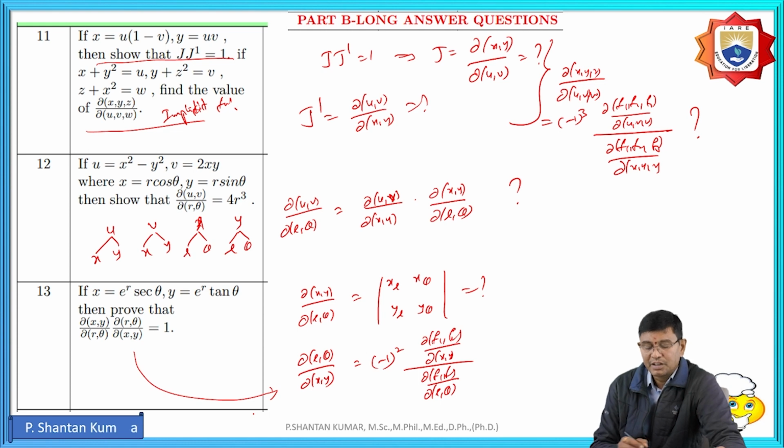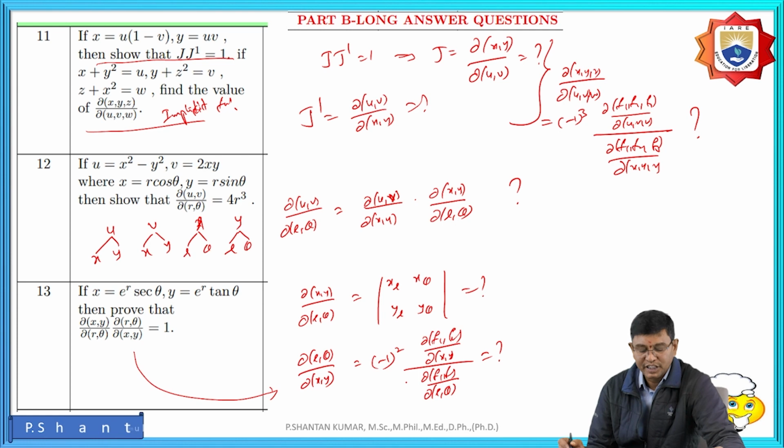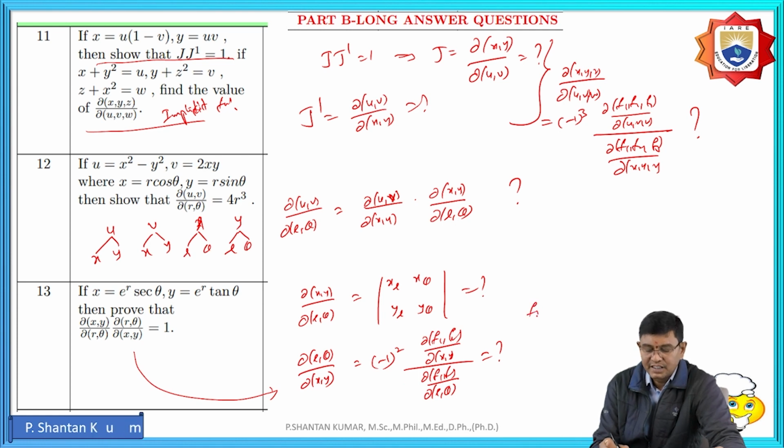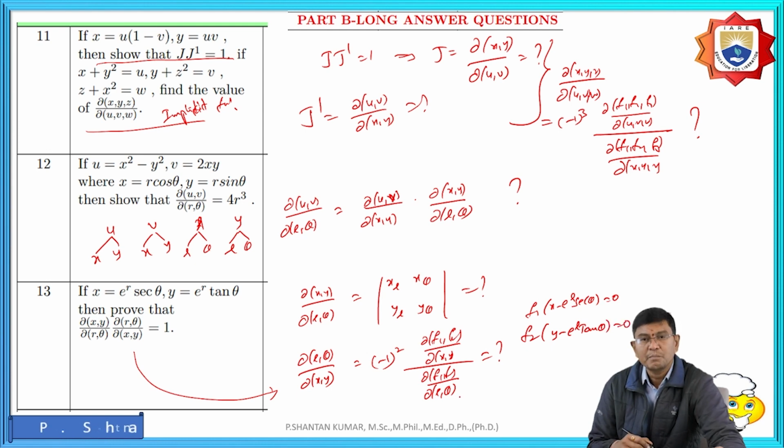Here it is the implicit formula you can use, and otherwise, the first method can also find the solutions. Here f1 is x minus e^r secθ equal to 0, and f2 is y minus e^r tanθ equal to 0. Based upon this, we can find the solution. It is easy to get the solution using the implicit formula.